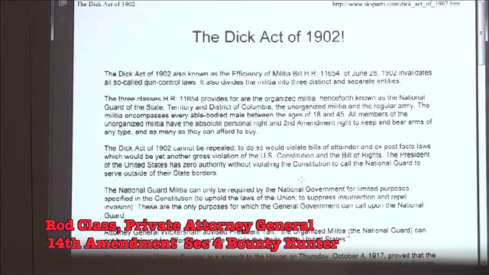The three classes under H.R. 1165-4 provide for the organized militia, henceforth known as the National Guard of the States, Territories, and District of Columbia, the unorganized militia, and the regular army. The militia encompasses every able-bodied male between the age of 18 and 45. All members of the unorganized militia are to have absolute personal right and a Second Amendment right to keep and bear arms of any type and as many as they can afford.